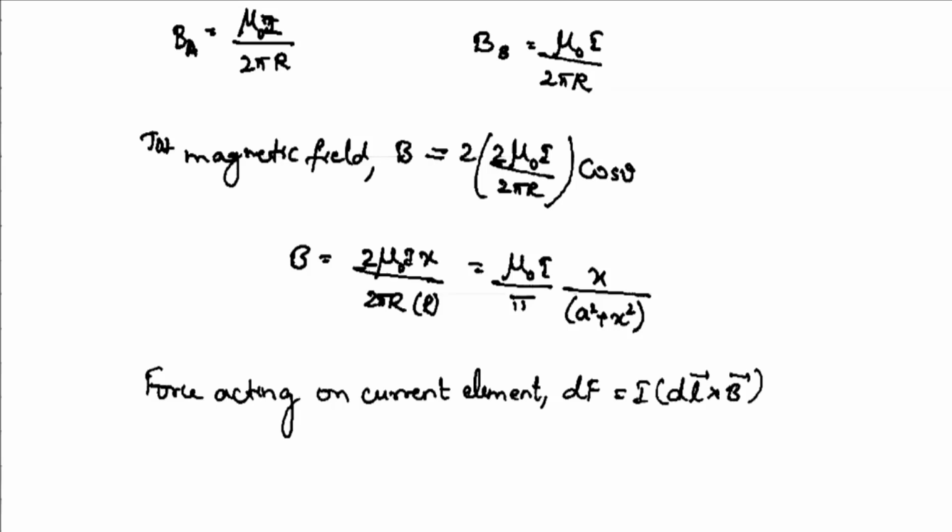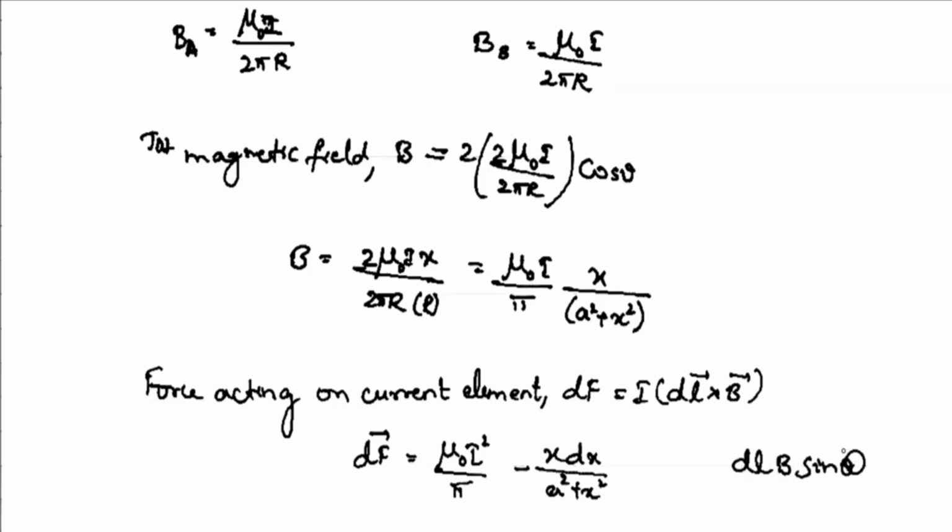It is like I into b cross l or l cross b, you are writing it. So substituting for all the values, you get dF will be equal to mu naught I square by pi into minus x dx divided by a square plus x square. So dl cross b can be written as dl into b sin theta, and here theta is equal to 90 degrees, and so sin 90 becomes equal to 1. So you are not getting any sin component here.